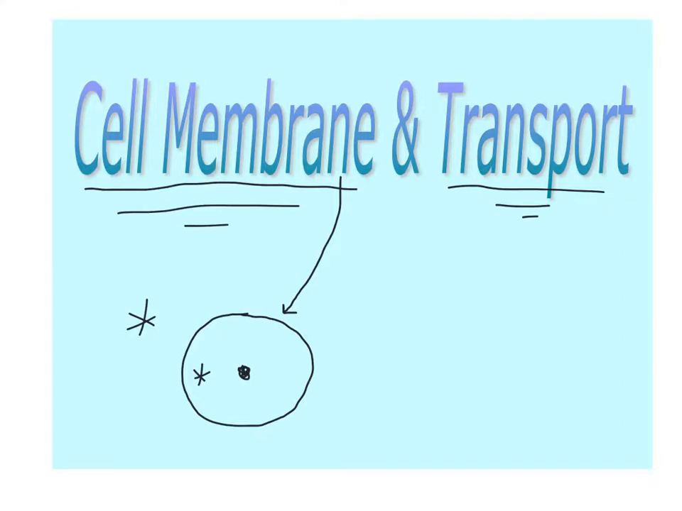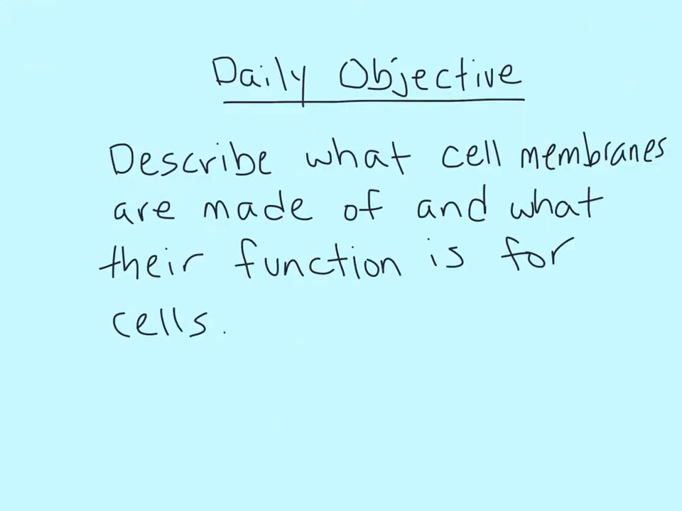Or if you want to think of it like Tulare Western High School, it's kind of like the fence that goes around the entire school. The fence keeps people that aren't students at Western out, and it keeps Tulare Western students in from trying to leave campus. So that is what the cell membrane is. It is the outer covering of the cell.